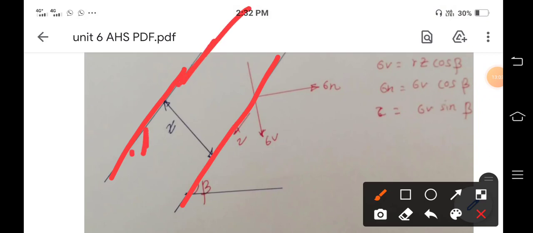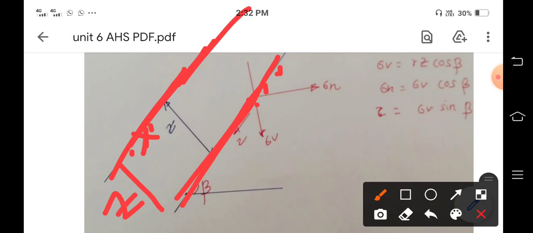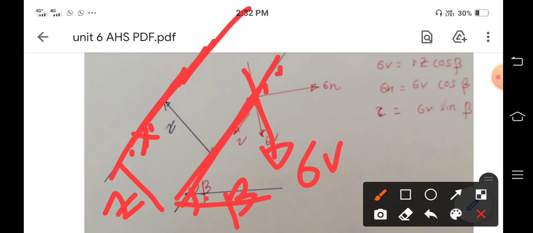This is our ground level, this is our hard strata, this is our total slope, and the thickness of the slope is, let us say, Z. It is inclined at angle beta. The vertical stress, called sigma v, its value will be gamma into Z into cos of beta. So why cos of beta? Due to this inclined angle.